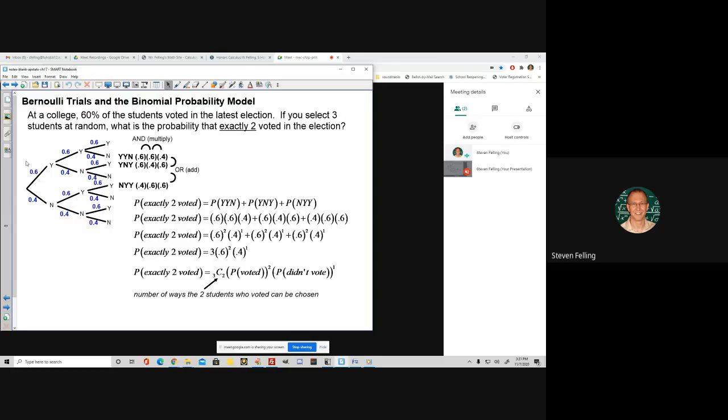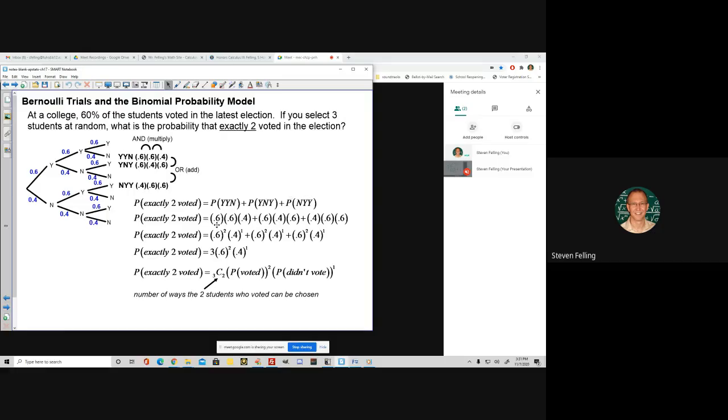But because these things were independent, all 3 of these really are the same probability, right? The ordering here is just a little different, right? It's 0.6, 0.6, 0.4, 0.6, 0.4, 0.6, and 0.4, 0.6, 0.6, right? But then to combine these cases, because it's either yes, yes, no, or yes, no, yes, or no, yes, yes, the word "or" means add, so we would add those probabilities. So the probability that exactly 2 voted is the probability of yes, yes, no, plus the probability of yes, no, yes, plus the probability of no, yes, yes.